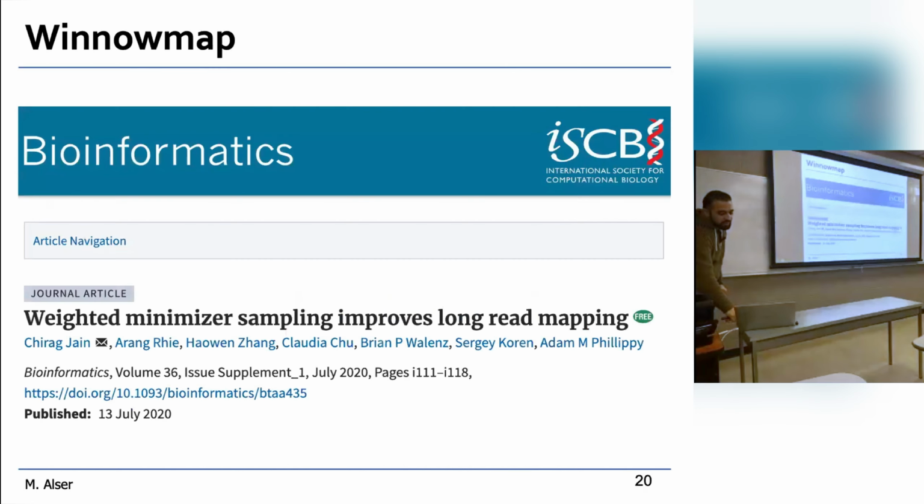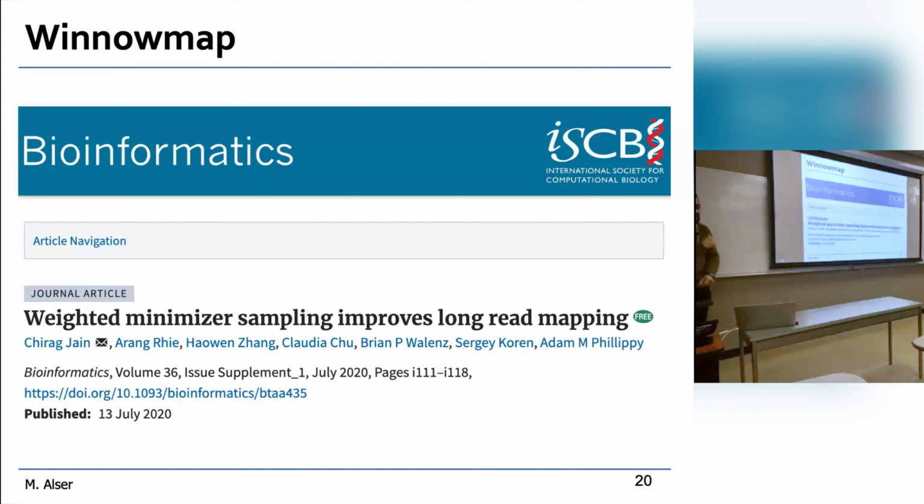All right. This is a bit of an old paper, 5 years old, published in 2020, called Weighted Minimizer Sampling Improves Long Read Mapping. This is a very important term called weighted minimizer. So now we are not extracting only a minimizer seed, but we are extracting a seed with a weight value. So we are assigning a weight to each of those minimizer seeds, and based on that weight, we're going to choose which one to pick.